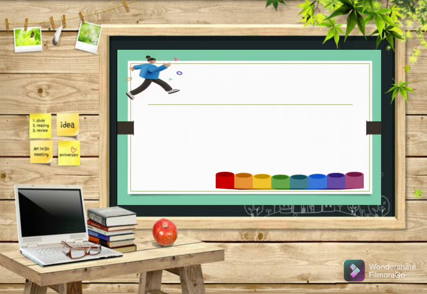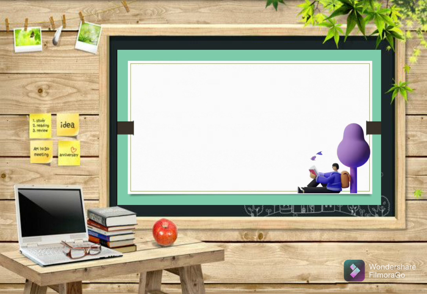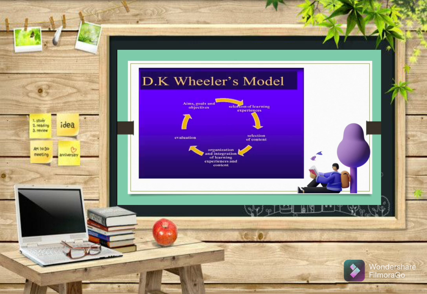So the next cyclical model of curriculum development is the Wheeler's curriculum development model. So it has been developed by D.K. Wheeler. So he presented a cyclical process in which each element of the curriculum is related and interdependent. So the D.K. Wheeler's model goes this way. So it started with the aim, goals, and objectives down to selection of learning experiences. Next is a selection of content. Next is the organization and integration of learning experiences and content, and after that, the last one is evaluation.